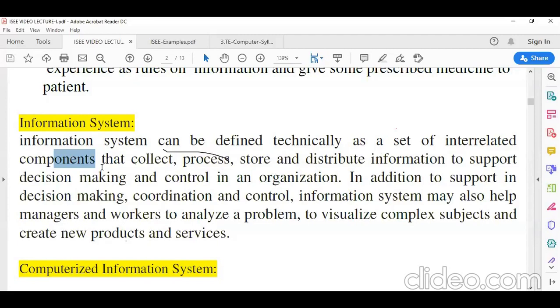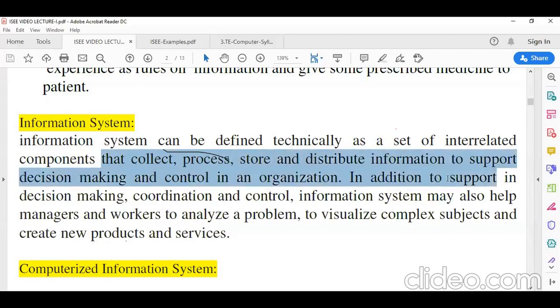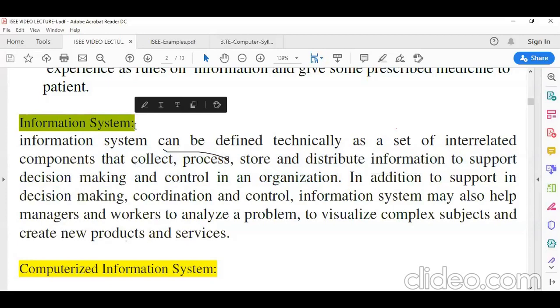Whoever works there and whatever is used there, whether register or notebook, all of those things are components. Okay, an information system is a set of interrelated components that collect, process, store and distribute information to support decision making and control in the organization. Now you got the definition. First we understand the example and then we come to the definition. All of you got the definition of information system, the concept of information system? Yes, sir.